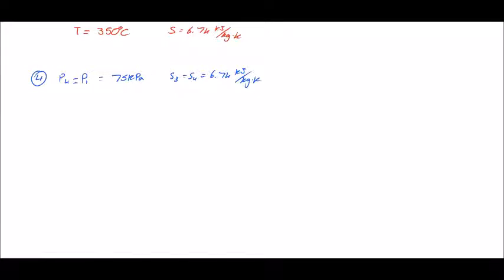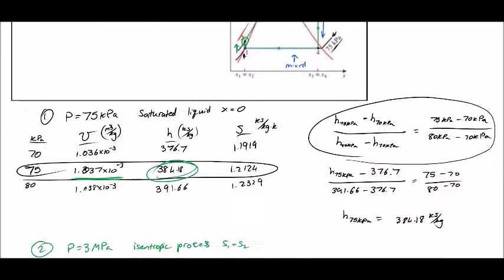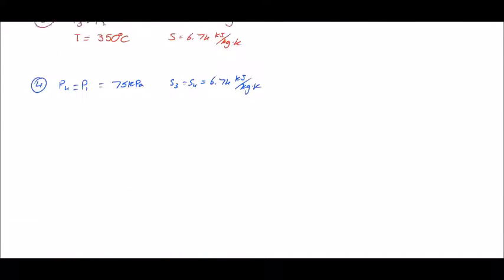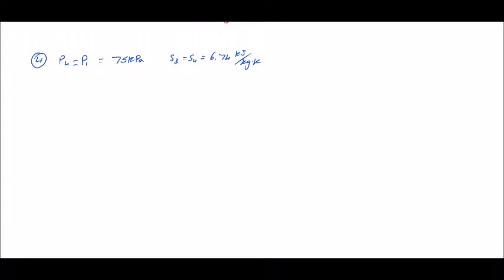Wonderful. Now we look through our property tables, and we see that at pressure 75 kilopascals, and since it's within the saturated curve line, we know that it is a mixed substance, which means it's both liquid and gas. So when we look through our property tables, we find that it falls right in between the entropies present at 70 kilopascals and 80 kilopascals, from the saturated liquid all the way to saturated vapor. So we know that it is a mixed substance. So what we have to do now is find the quality.